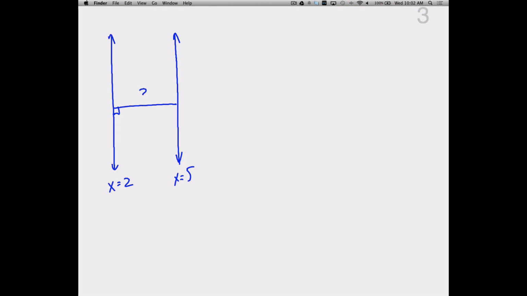Because they're vertical, if I want to know the distance between them, I just need to count: 5 to 2 is 3. That doesn't mean that you can't pick a point on one line, let's say 5, 10, and find the distance and the slope and do all that other fun stuff. But with vertical and horizontal lines, it's pretty much just counting how far apart they are. Okay, we good?